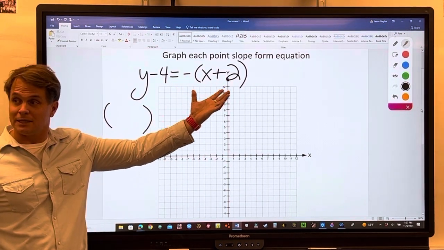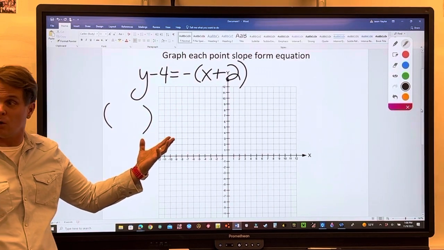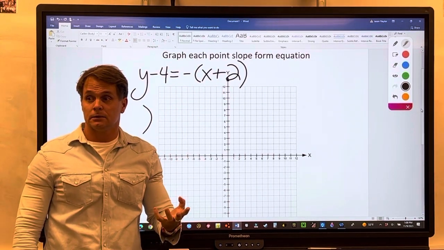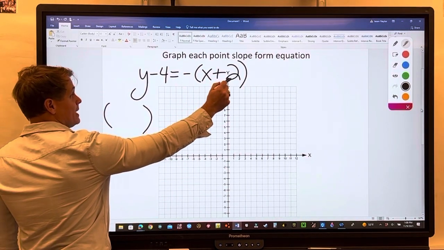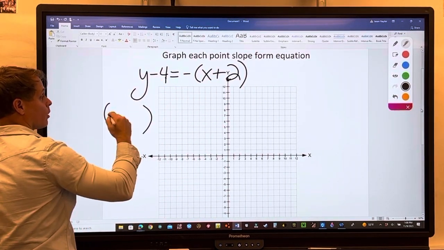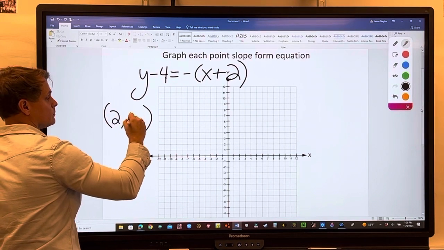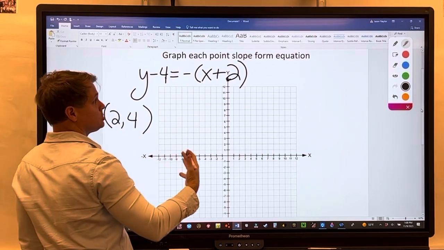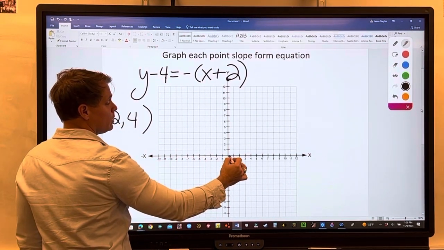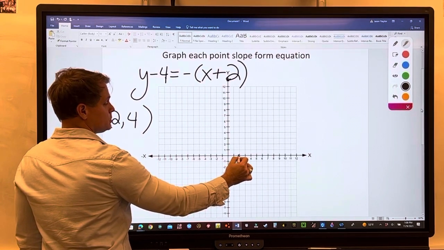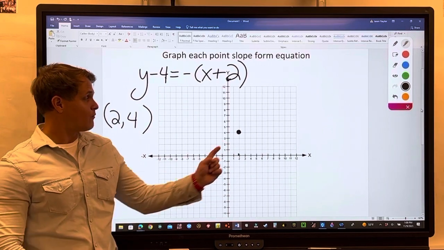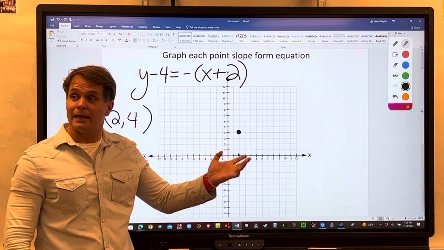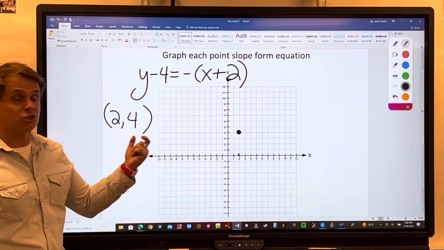But remember when I said when you take them out of this formula, what do you do to the signs? They're always the opposite sign, right? So that's going to be a negative 2, and that's a positive 4. So I'm going to start at -2, 4. I'm going to go 2, 1, 2, 3, 4. That's the first point. From here, I'm going to plot the next point using the slope.